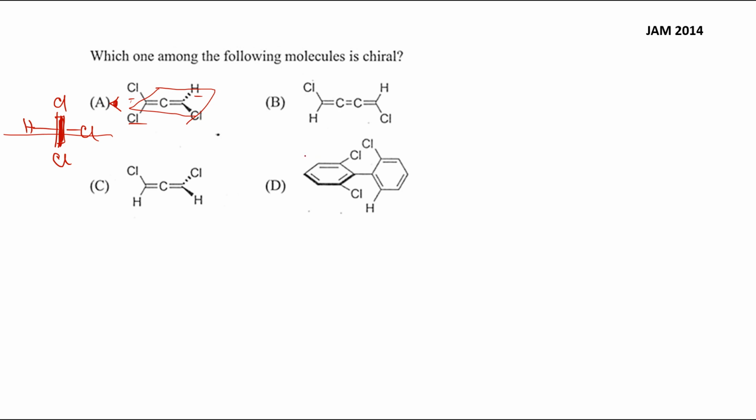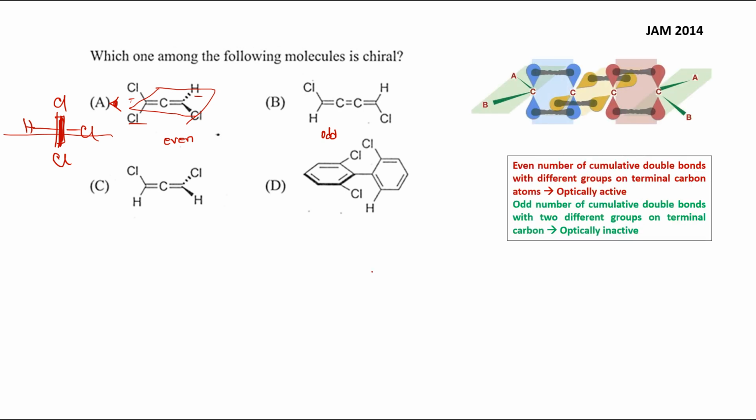Now what about B? In case of B, we have 3 cumulative bonds. Now when you have 3 cumulative bonds, it is basically an odd number. Here it is only 2 double bonds. It is an even number of cumulative double bonds. So based on even and odd, you can understand whether it will be optically active or not. When there is an even number of cumulative double bonds with different groups on the terminal carbon, and here we have different groups, then it will be optically active. But that is for even number.